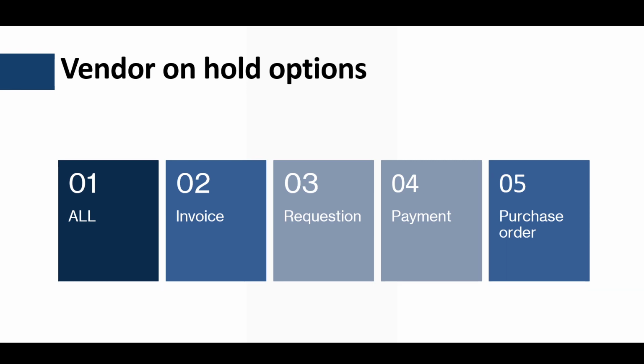This feature is released in App 10.0.29 and it's managed by the feature management workspace. When you enable this feature, a new vendor on hold option will be introduced for the purchase orders. So the current options are all, to put all the vendor operations on hold, invoice, requisition, payment, and purchase order.